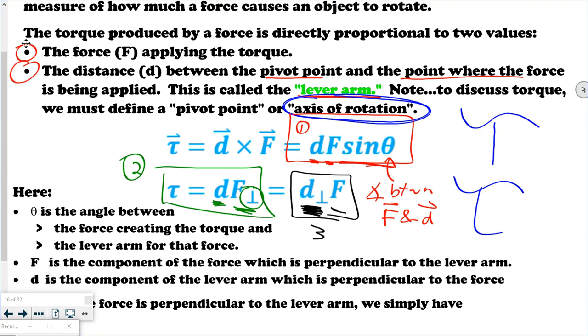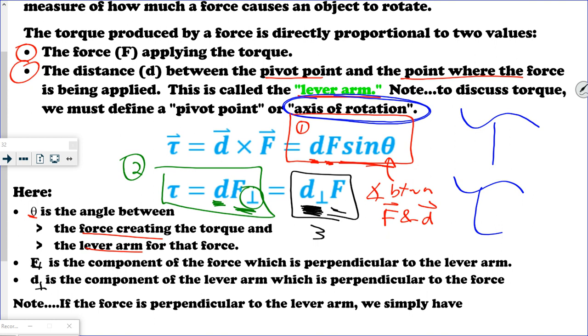And then down here at the bottom of the page, it just explains what the different variables are. And let's make sure this is right. I just noticed a typo that I didn't catch. All right. So here's what all the things are. So again, theta is the angle between the force creating the torque and the lever arm. Somehow I lost the notation here. This is supposed to say F perpendicular is the component of the force that's perpendicular to the lever arm, and D perpendicular is the component of the lever arm that's perpendicular to the force.